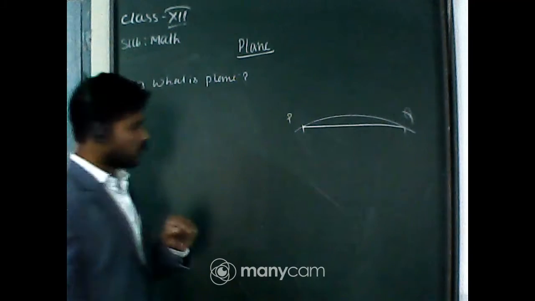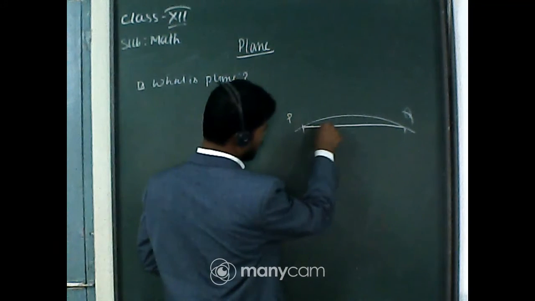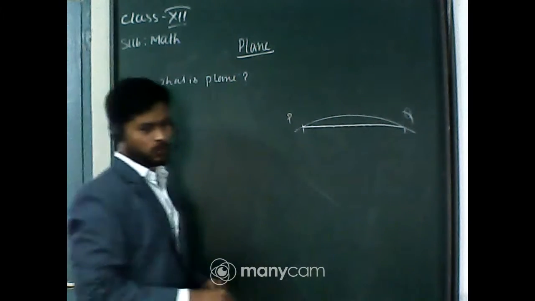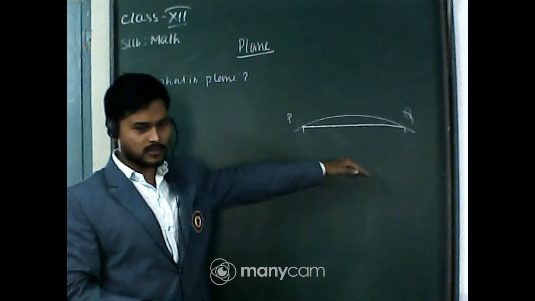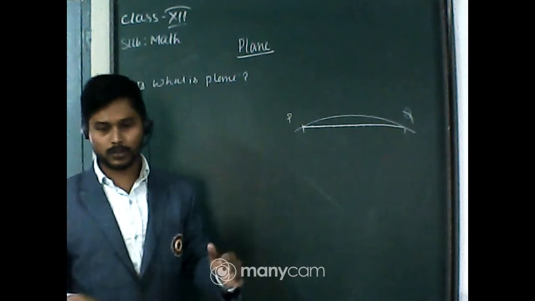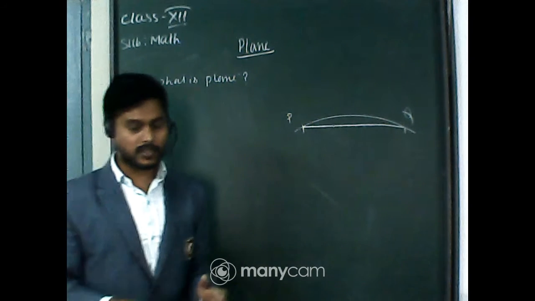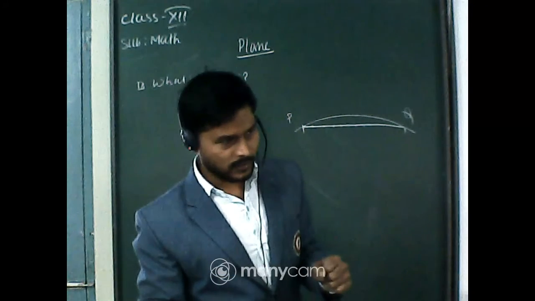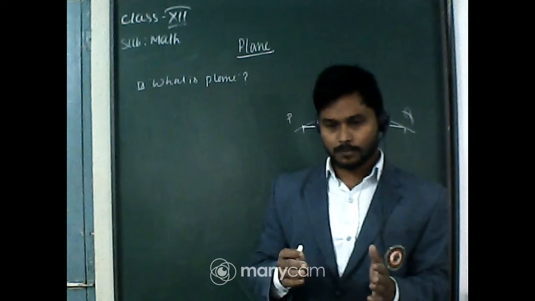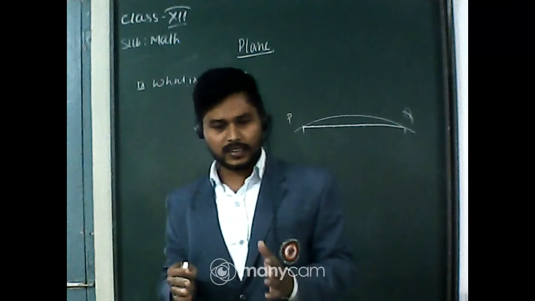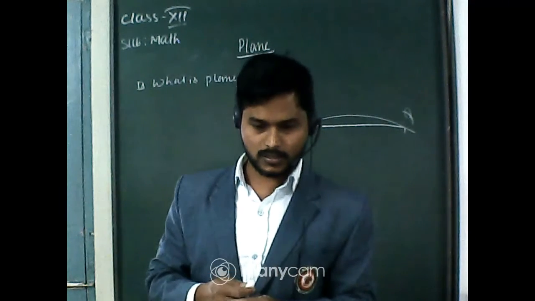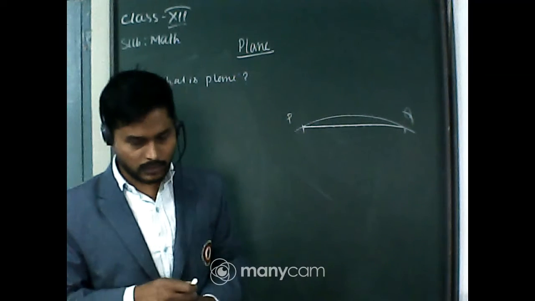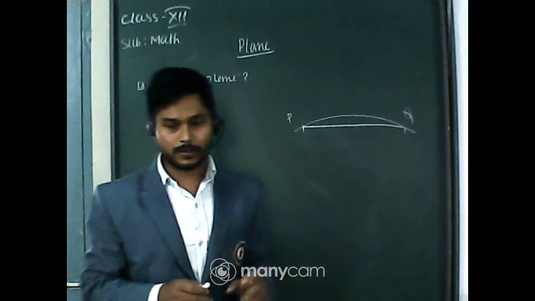Now look, if every point on the line PQ lies on the surface, then the surface is called a plane surface. Otherwise, it is called a curved surface. Or you can define it like this: if a straight line lies entirely on a surface, then the surface is called a plane surface. Otherwise, it is called a curved surface.